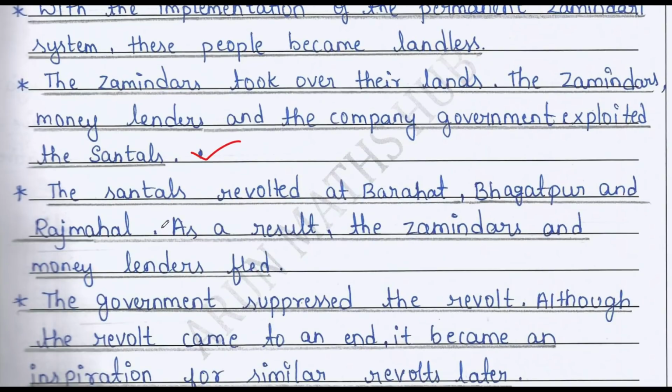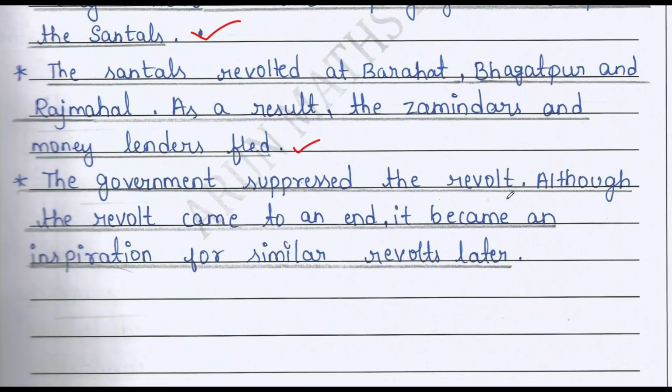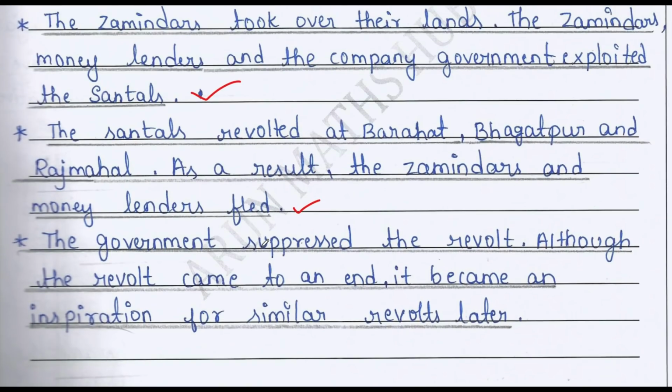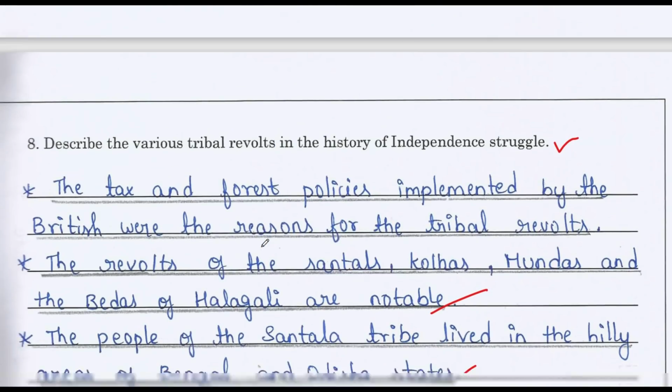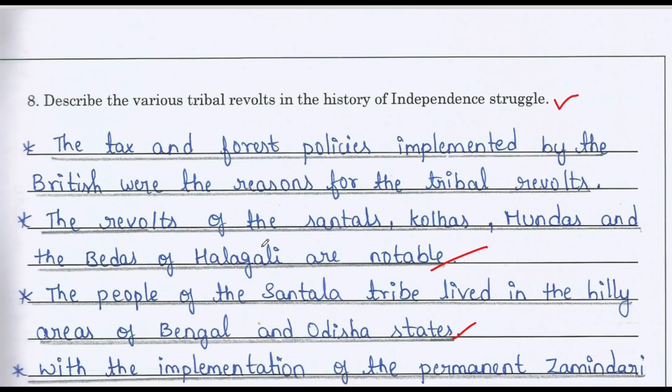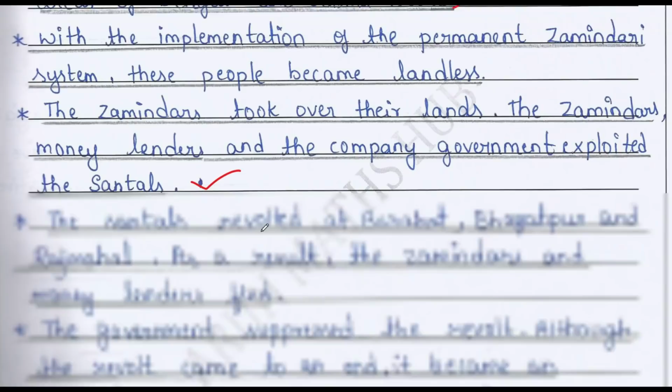The Santals revolted at Barahat, Bhagalpur and Rajmahal. As a result, the zamindars and money lenders fled. The government suppressed the revolt. Although the revolt came to an end, it became an inspiration for similar revolts later. This is how the tribal community fought against the British for freedom.